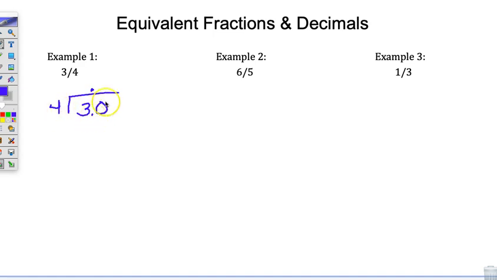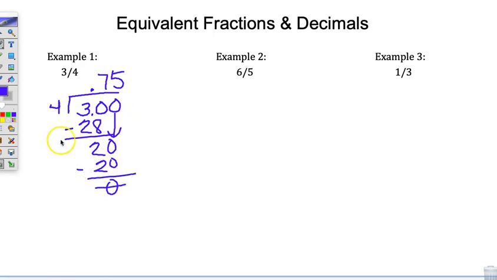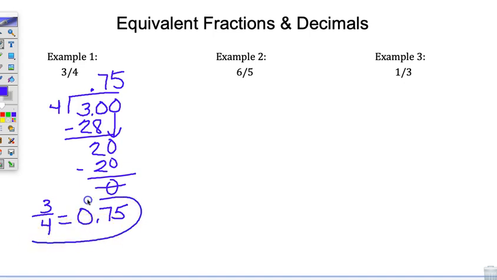4 will go into 30 exactly 7 times. That's 28. When we subtract, we get a remainder of 2. Since we do still have a remainder, we have to add a 0 and bring it down. 4 will go into 20 5 times, and 5 times 4 is exactly 20. So 3/4 is equal to 0.75. Now this 0, you can either have it there or not. It's not really necessary. So there's my final answer. 3/4 is equal to 75 hundredths or 0.75.